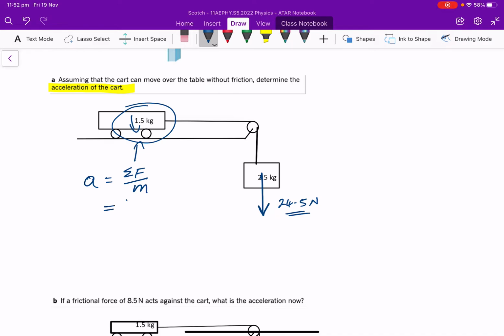What have we got then? 24.5 is the net force. The overall mass is 4. And 6.1 meters per second squared. Oops, that is the acceleration of the system. Okay, system, don't forget, the whole thing's accelerating.